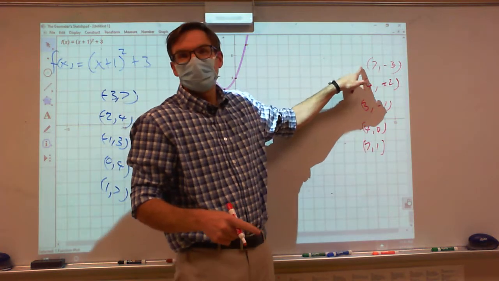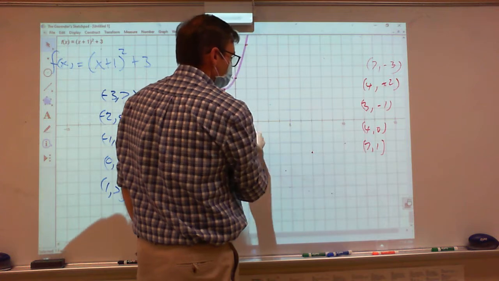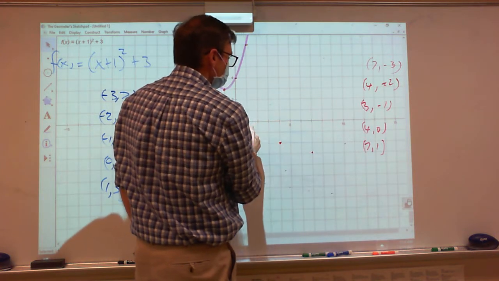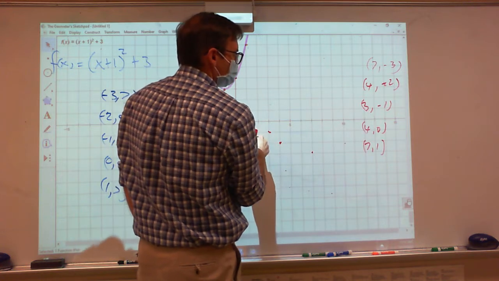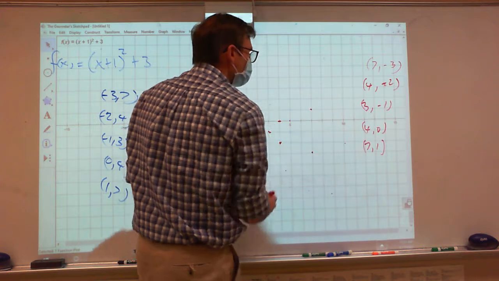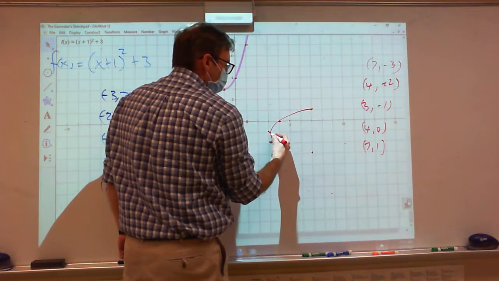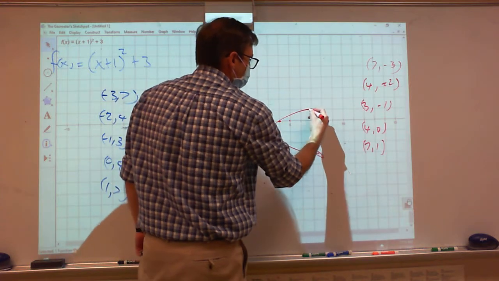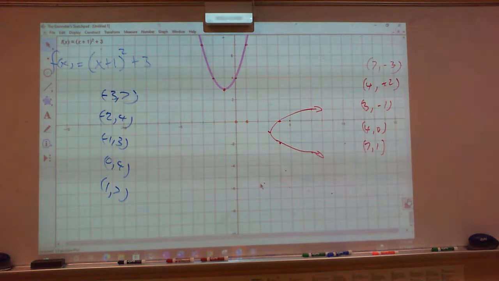So we're going to plot the point 7, -3. This is 4, -2. This is 3, -1. 4, 0, and then 7, 1. And I end up with this thing. All right, so we have a parabola, now we have a sideways parabola. Does that picture make sense? Is everybody with me so far?